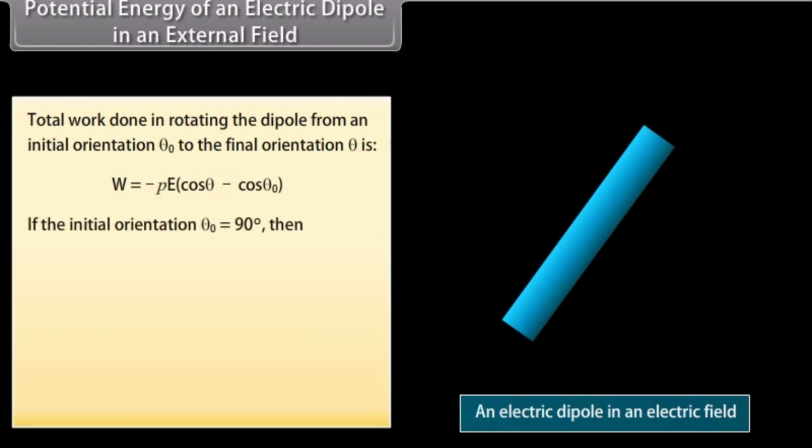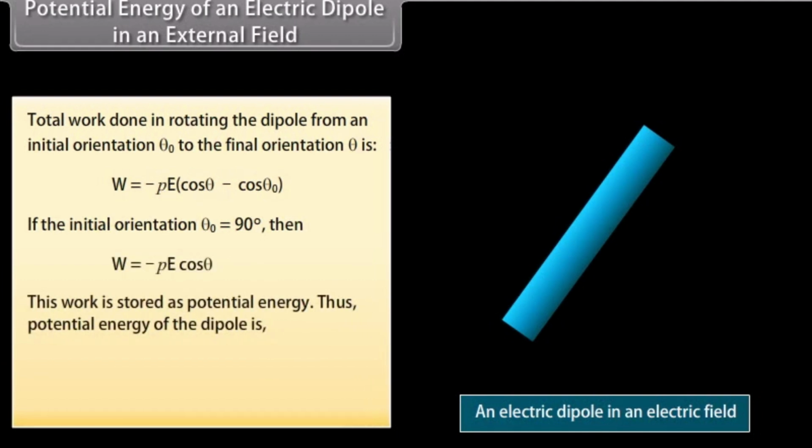If the initial orientation theta naught is equal to 90 degrees, then W is equal to minus PE cos theta. This work is stored as potential energy. Thus, potential energy of the dipole is U is equal to minus PE cos theta, which can be written as minus P dot E.